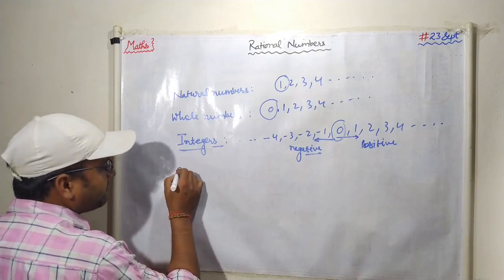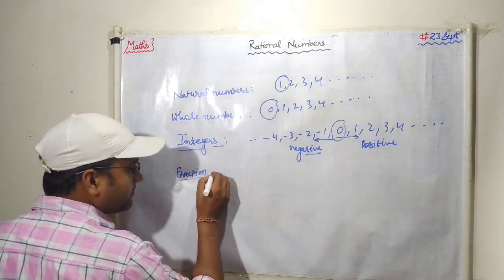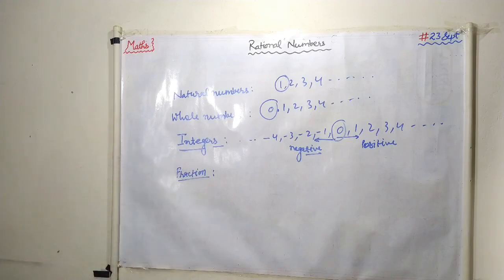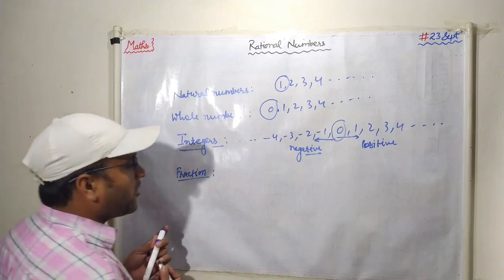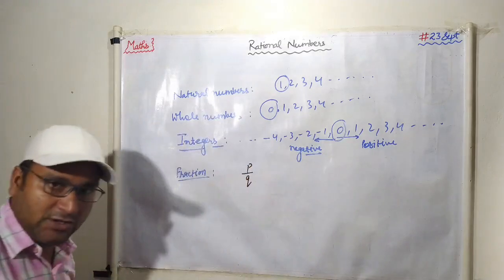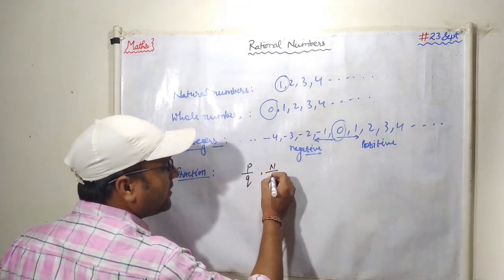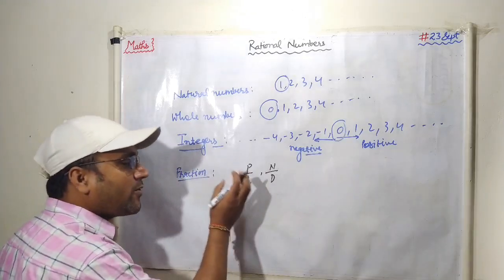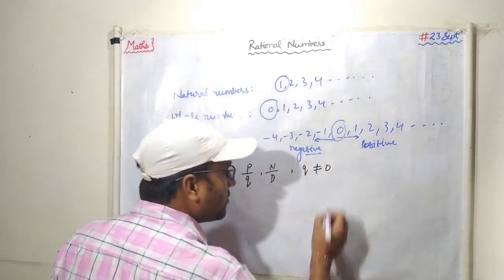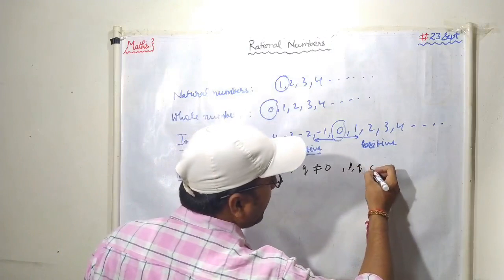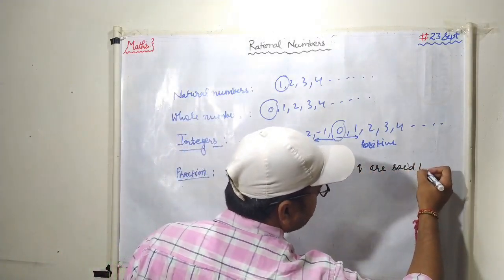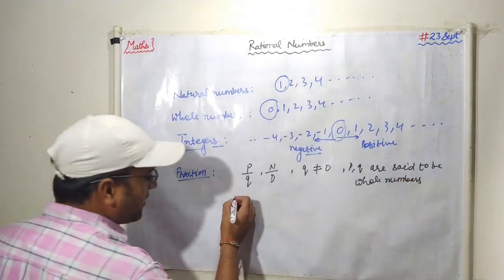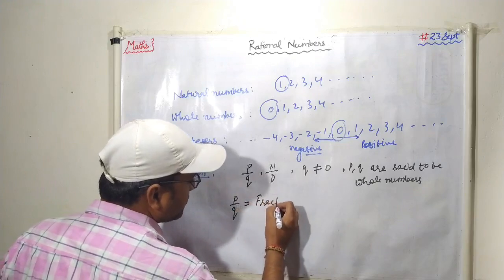Next one is fraction. Any number which is written in the form of p upon q, that is numerator upon denominator, where the upper part is known as the numerator and the lower part is known as the denominator, where q is not equal to 0 and p and q are whole numbers, then p upon q is said to be a fraction.